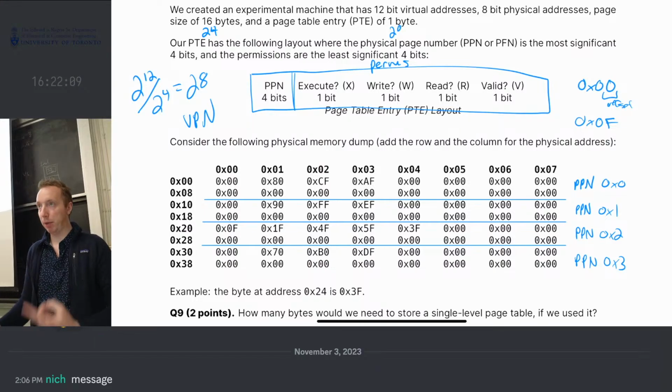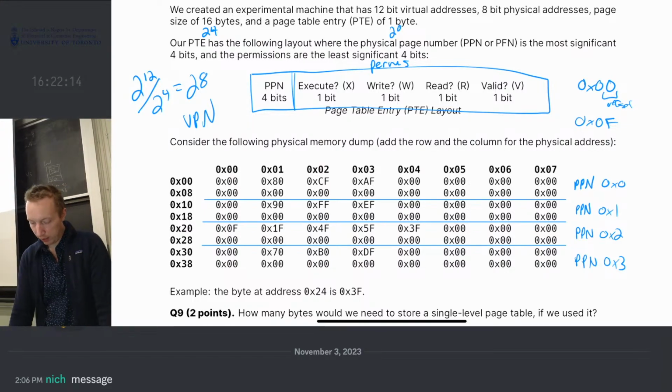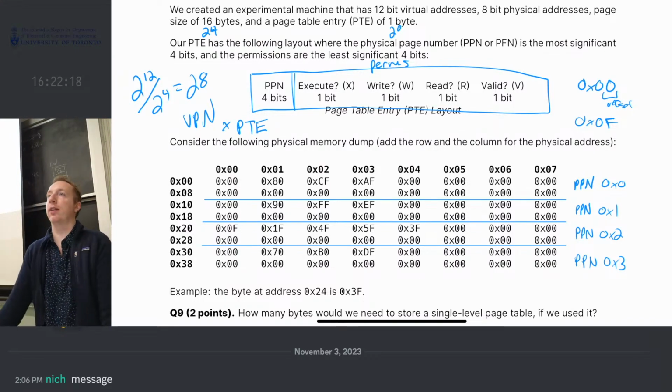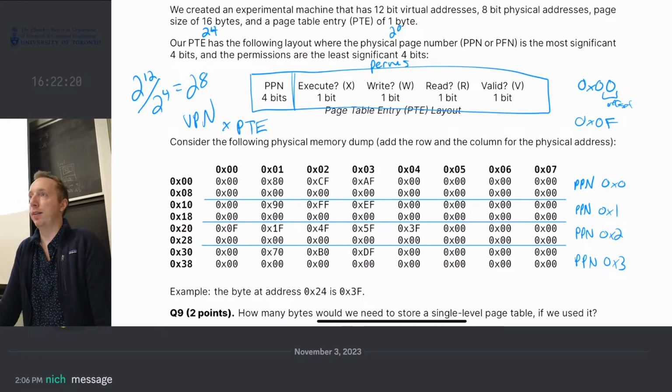So that's how many page table entries I need, and then for the total size of that, I take this number and multiply it by the PTE size. What's the PTE size in bytes? 1, so I can just leave it alone.